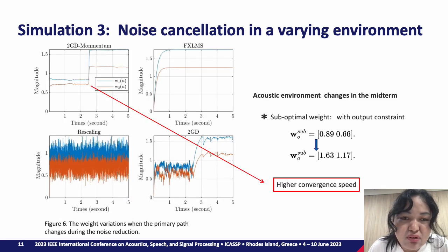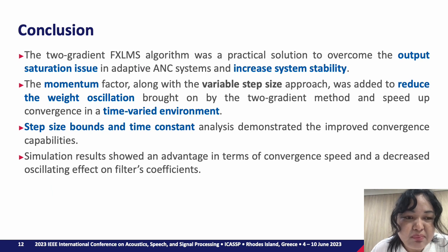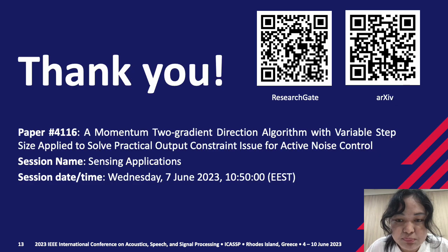From the weight change figures, we can see that the 2GD momentum algorithm has achieved a higher convergence speed compared with the FX-LMS and the 2GD algorithm, with the help of the momentum factor. The conclusions that can be made from this presentation are listed on these pages.